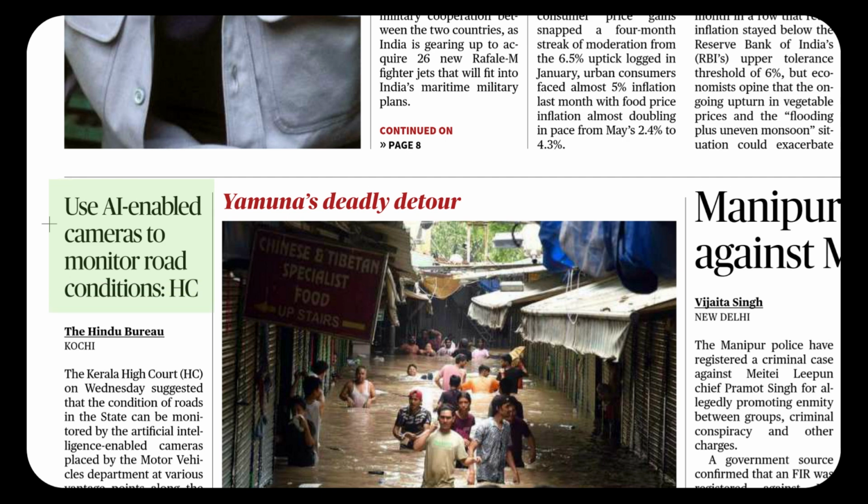Enabled. That's a very interesting adjective phrase. Adjectival phrase. AI-enabled cameras. Okay, artificial intelligence supported cameras. Enable is a very important verb basically. Enable is a beautiful verb. Enable. See, able is an adjective.